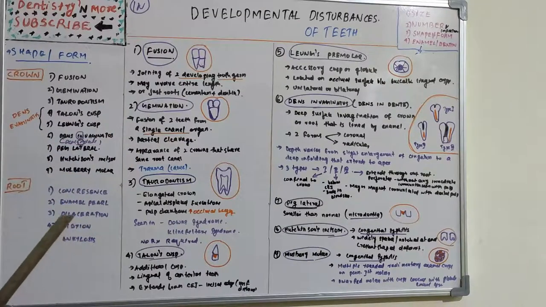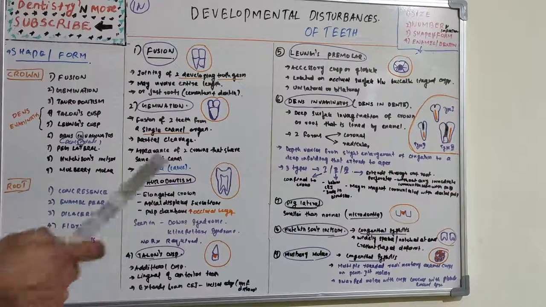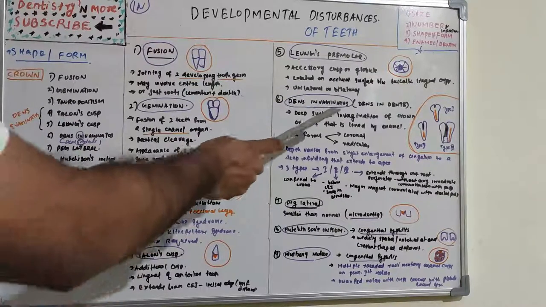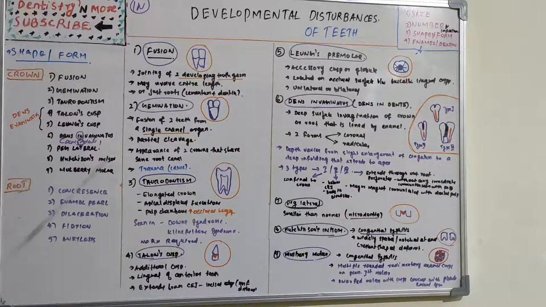Gemination, there will be twinning or a single enamel organ which gives two crowns. Taurodontism is an elongated crown. Talon's cusp is seen on the lingual part of anteriors. Leung's premolar has an extra globule between the buccal and lingual cusp. Dens invaginatus, there will be invagination, which has type 1, type 2 and type 3.